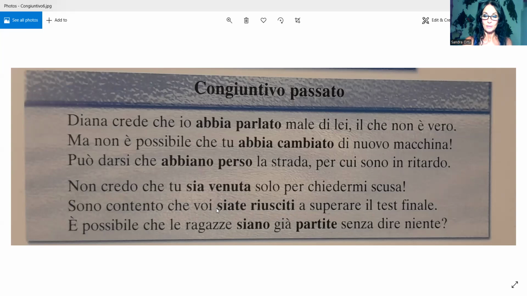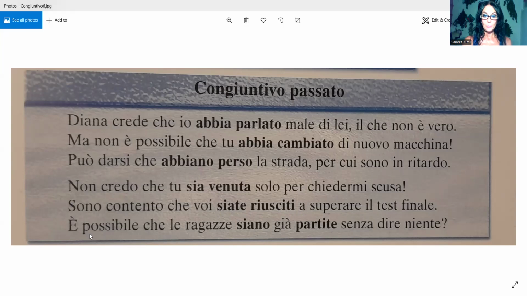It's not that you cannot, in fact, you only have to add the person for the first three. You can do it if you need for the other persons. So you have managed. I said siate, congiuntivo of the verb essere in the present, and then we have the main verb in the participle. Riuscire is to manage to do something. Superare is to pass, in this case, an exam.